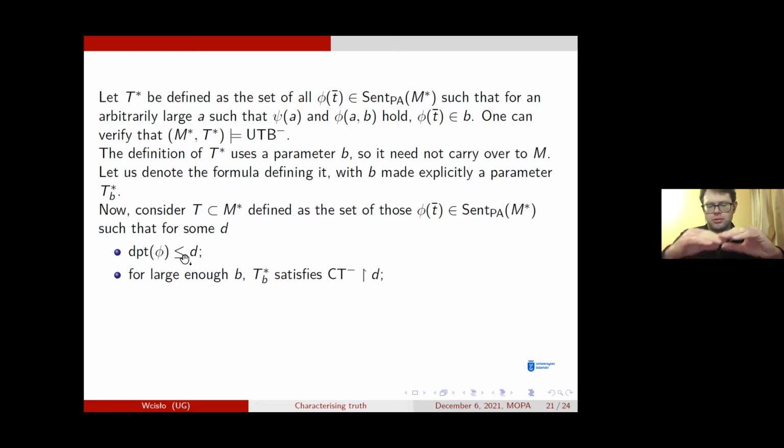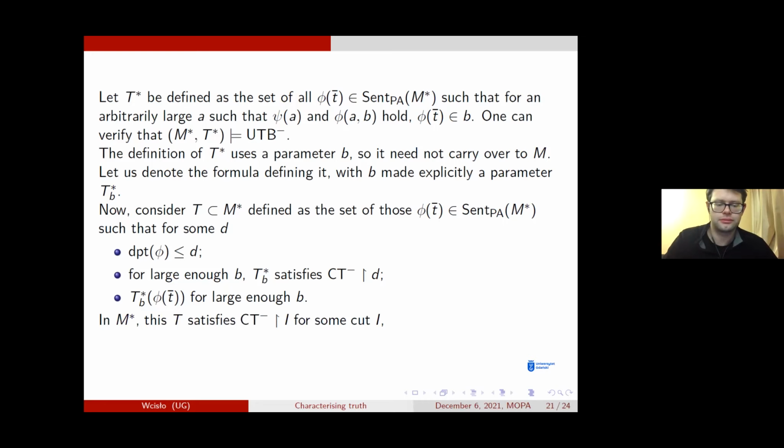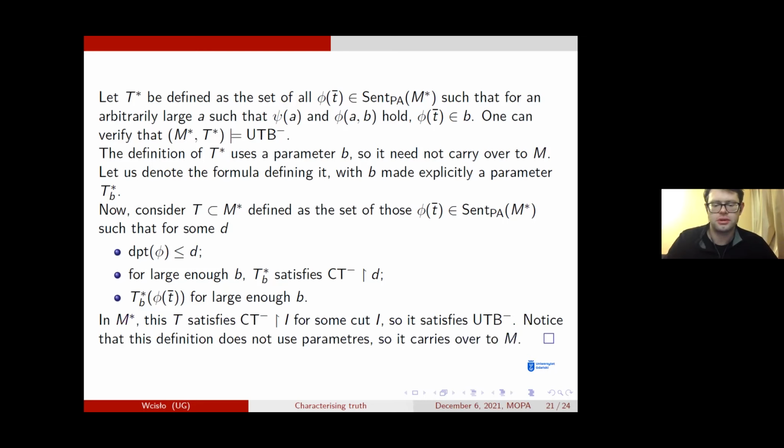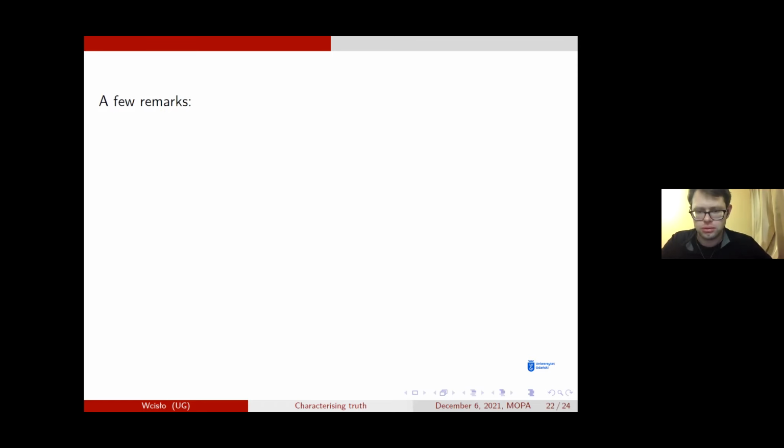So phi has small depth, so small that T star B actually satisfies compositional conditions up to that depth. And this sentence phi is deemed true by all such large enough T star B's. Right. So now in M star this satisfies Ct minus up to some cut I. You can show this probably. In fact, it has to satisfy Ct minus. The definition does not use any parameters, so it carries over to M without any changes. Whew, we're done.